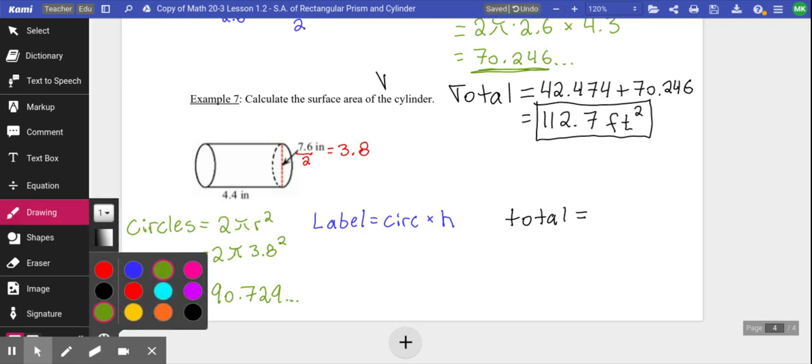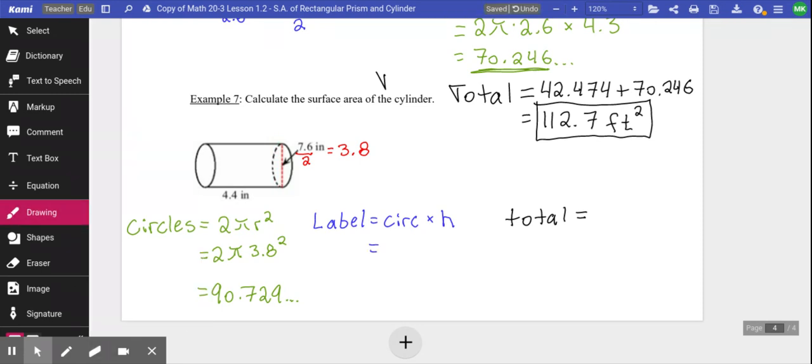So far, so good? Beautiful. Do we have to put the third decimal? Do you have 3 decimals or 2? Try to carry 3 till the very end, just to save your butt a little bit in case you need to round it. For the label, we know the label is the rectangle, which is circumference, that's the top circle, times the height. Circumference is 2 times pi times radius. And then height is just the height.